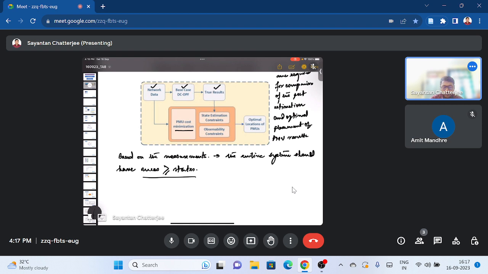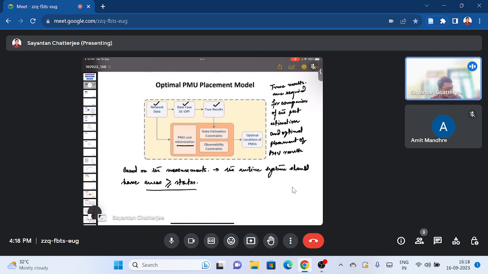With the condition of unobservability, system state estimation can't be performed. So for finding the optimal PMU locations, these observability constraints need to be satisfied.